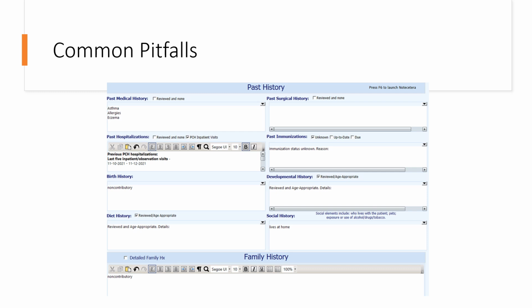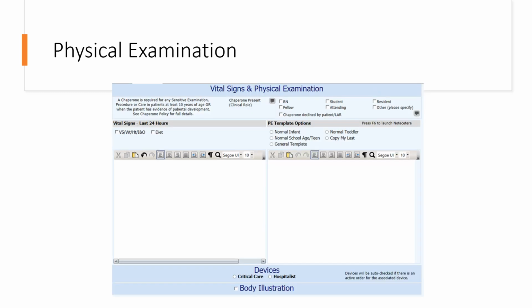Think about how the additional details are pertinent and whether they might inform your care plan for the patient with asthma. For example, maybe you would consider offering the family influenza vaccination prior to discharge, or offer tobacco cessation resources for the grandmother. Now we'll move on to the physical examination.